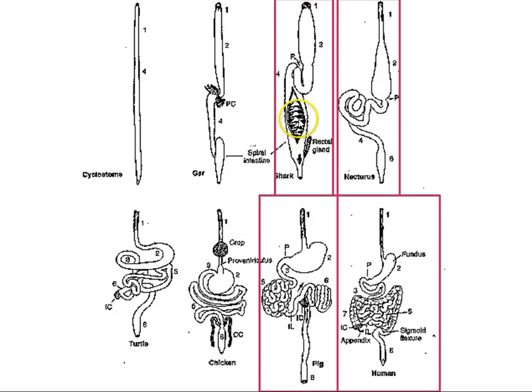Okay, and then here are just some examples of, here's the shark stomach, which we're familiar with, Necturus, that's our friend the mud puppy, and then here's the pig, which looks remarkably similar to the human.